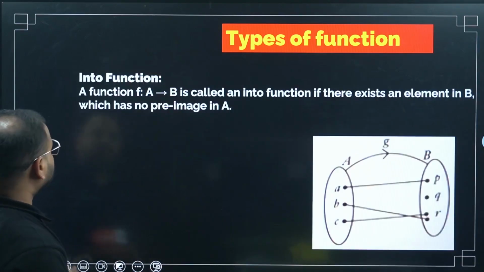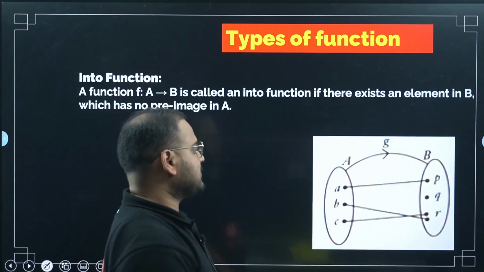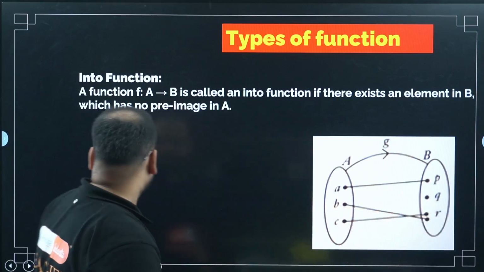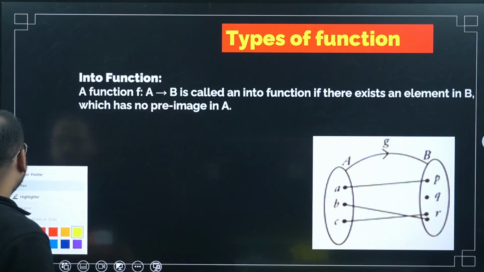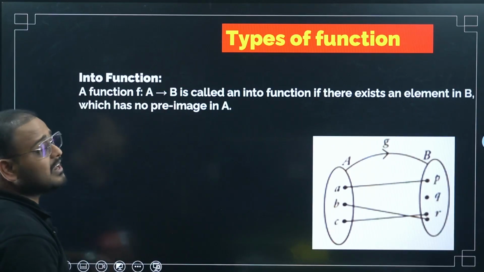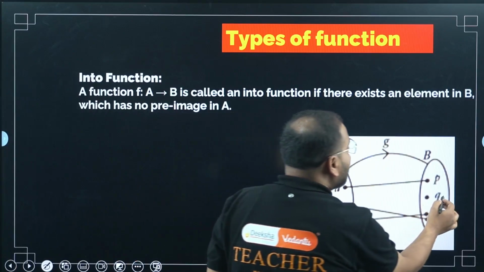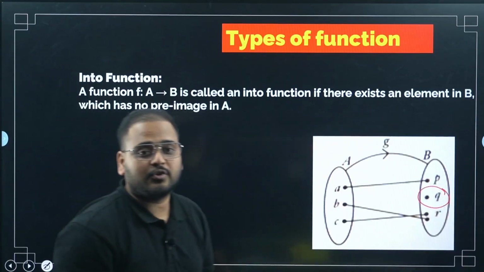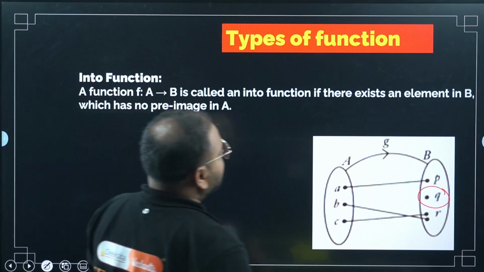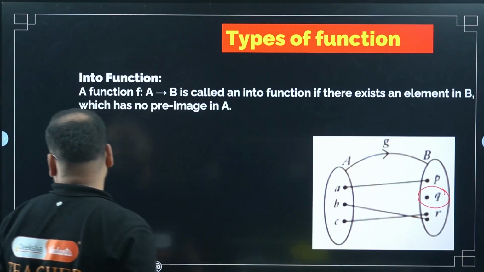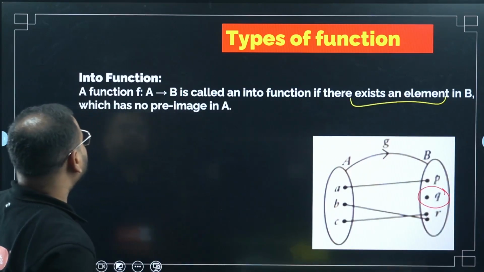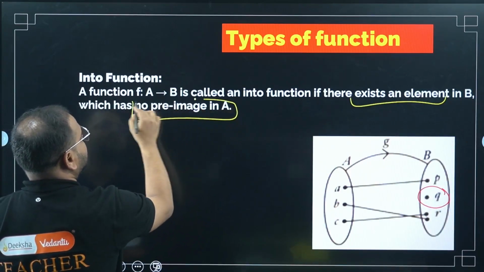Let's move ahead. Into is just the opposite, which means at least one element in B should feel left out. What did we say in onto? That none of the elements in B should feel left out. But in this, a minimum of one element should feel left out. At least one element should exist which does not have any pre-image.